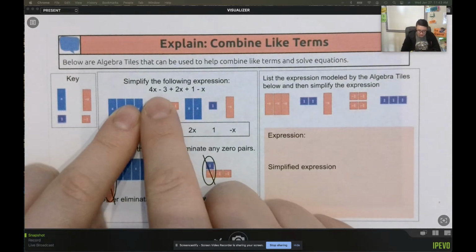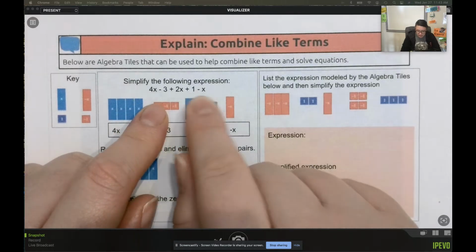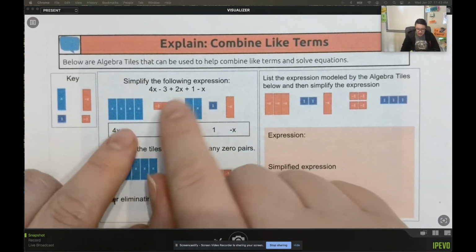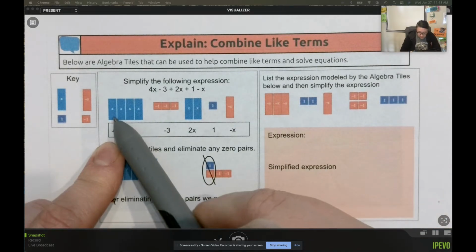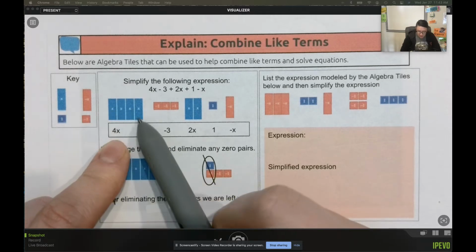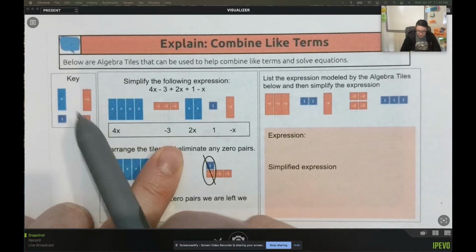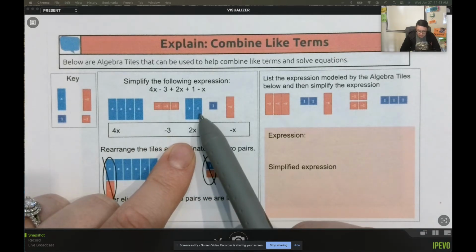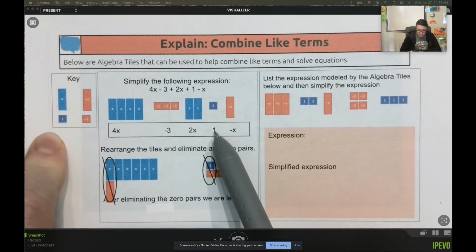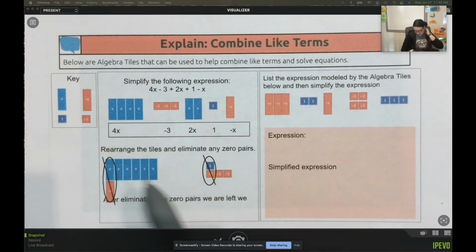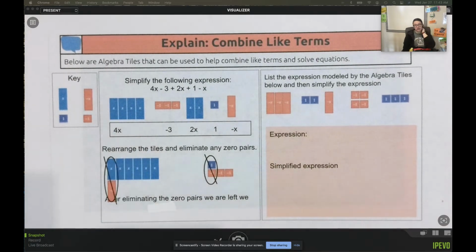So here we see the expression 4x minus 3 plus 2x plus 1 minus x. And then they wrote those out showing with algebra tiles. So 4 x's, that means I have 4 of those x blocks. Minus 3, that means I have 3 of those minus 1 blocks. 2x, 2 of the blue ones because it's positive, plus 1 was 1 of those pluses, and then minus x. So that's one of my negative x blocks.